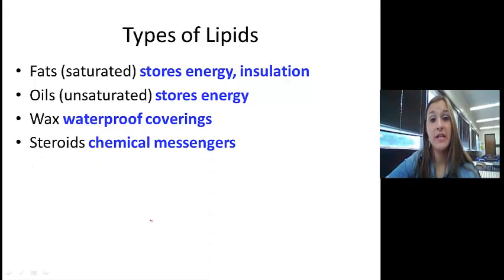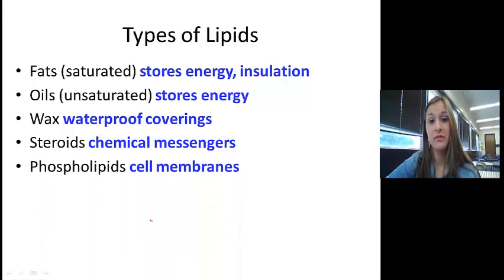Steroids are another type of lipids. These are chemical messengers in our body. So testosterone, for example, is a male steroid that sends signals to start puberty. Phospholipids are another type of lipid that form our cell membranes, forms the outside layer of our cells.